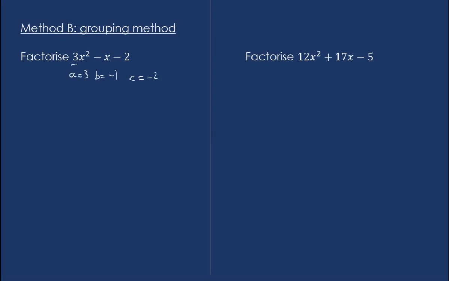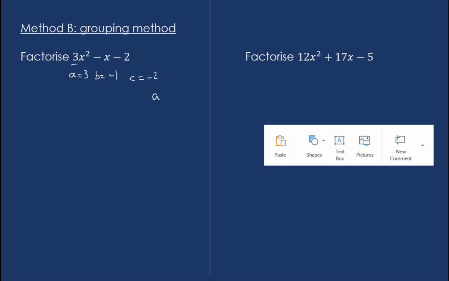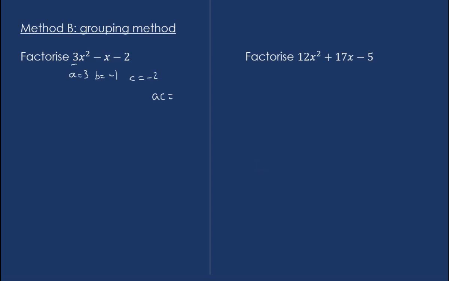Now the first thing you need to write for this method is what AC is equal to. So in my case 3 times -2 gives me -6. Now we're looking for two numbers that will times together to give me -6. And the same two numbers have to add together to give me what B is, -1.